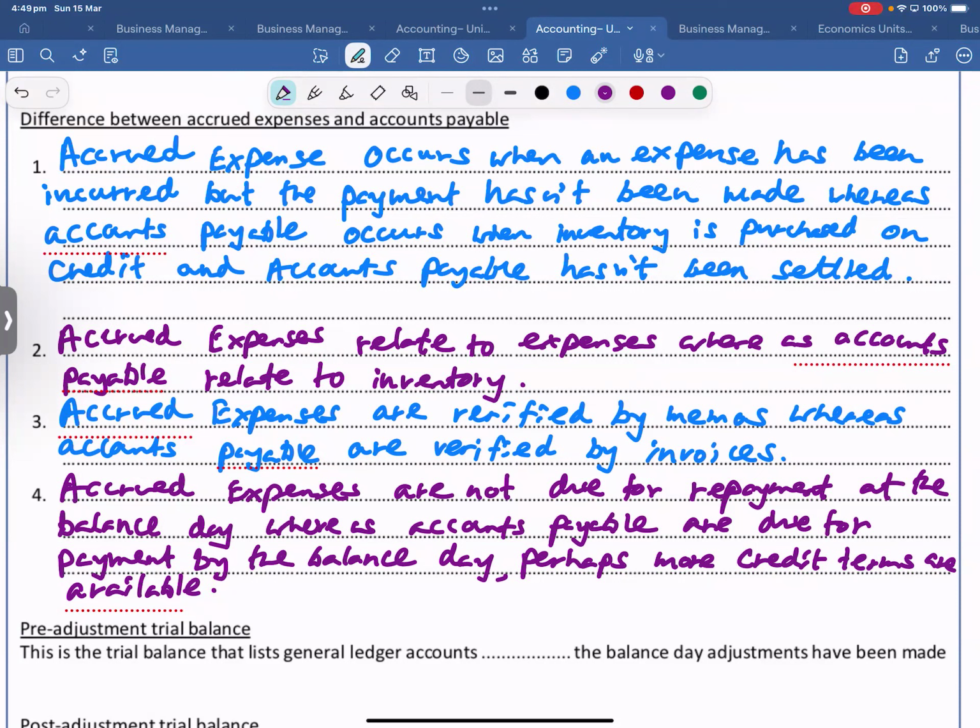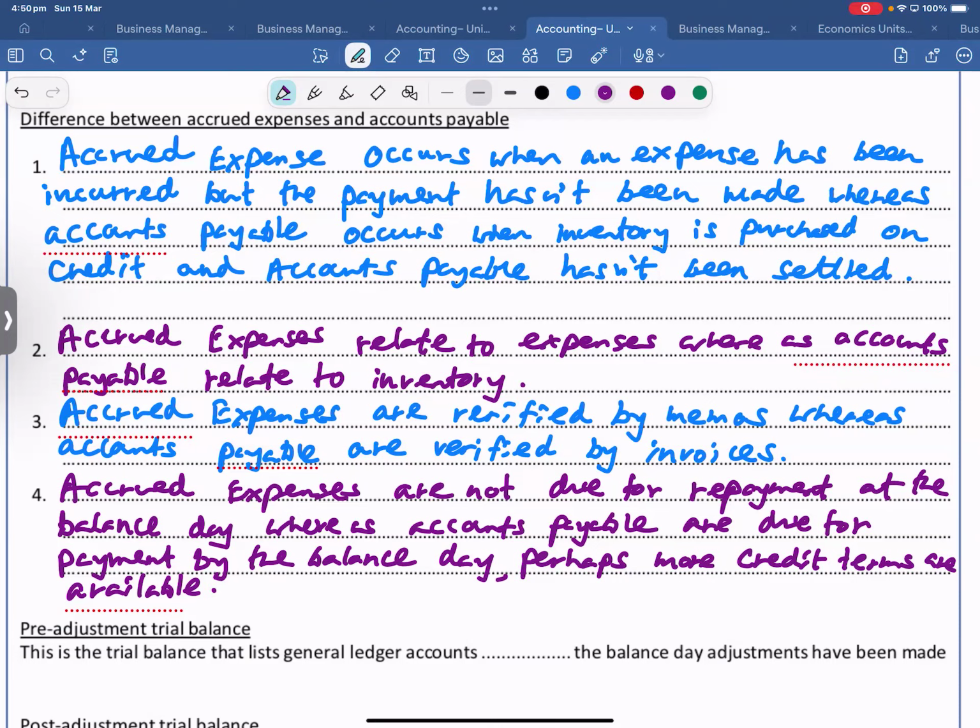Accounts payable are verified by the invoices, whereas accrued expenses are verified by the memos, right? And finally, accrued expenses may not be due for repayment at the end of the balance date. What does that mean? They are not due for repayment. They don't have to be paid. Why? Because probably we haven't received the invoice, right? At the end of the balance day, we might not have received an invoice.